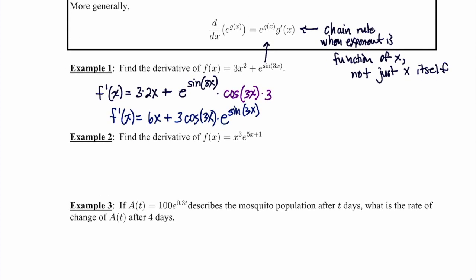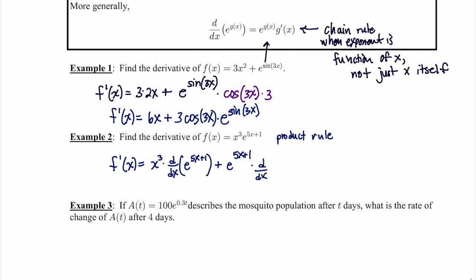Next one, find the derivative of f of x equals x cubed times e to the 5x plus 1. So here I can see I'm going to need the product rule, because when I read that, I had a times in the mix there, right? We've got a product, so product rule, and then we'll also have a chain rule just when we differentiate the e to the 5x plus 1. So this time, f prime of x, I want the first times the derivative of the second, and again I'm just going to sketch this out, plus the second times the derivative of the first factor.